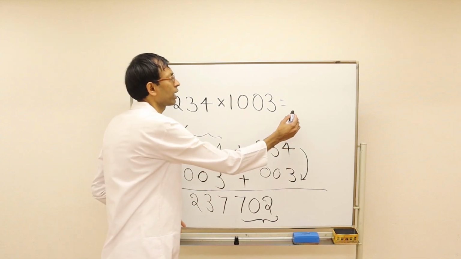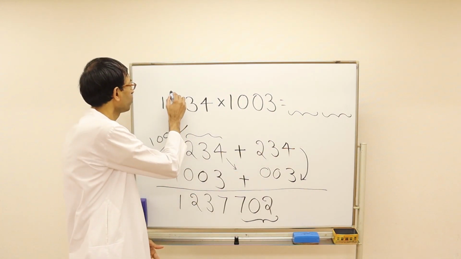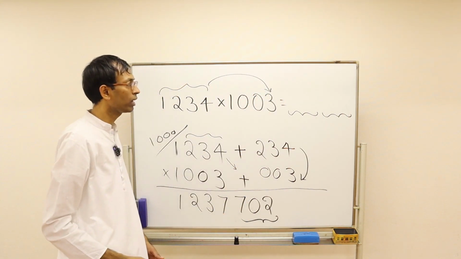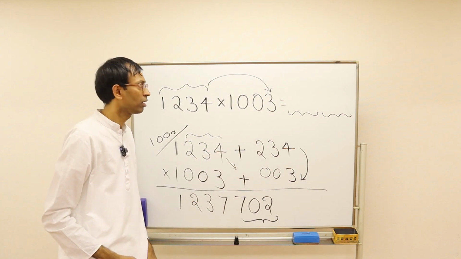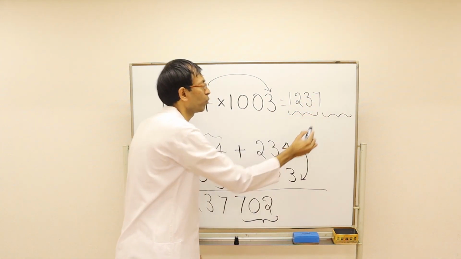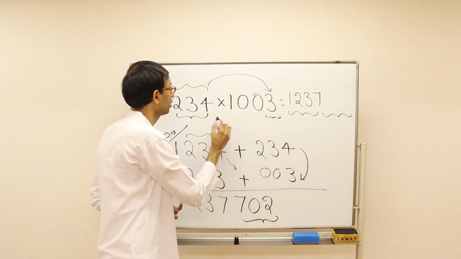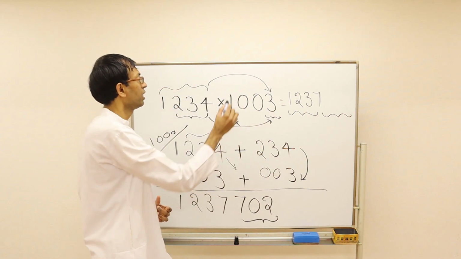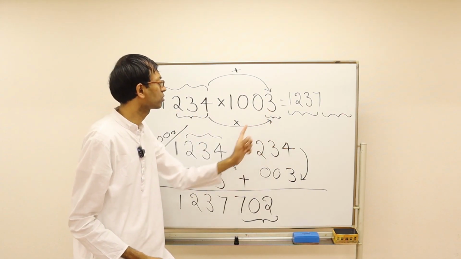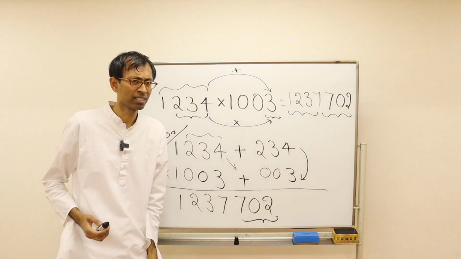What we do here is we have two parts in the answer. For the first part, we simply add this number with whatever is the proximity on this side. 1, 2, 3, 4 plus 3 is 1, 2, 3, 7. And the second part is simply to multiply the proximities here. This and this, you multiply. Here we have an addition, here we have a multiplication. So 2, 3, 4 times 3 is 702. As simple as this.